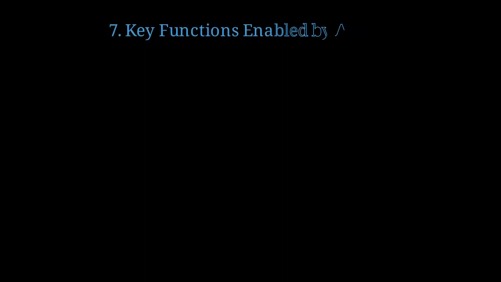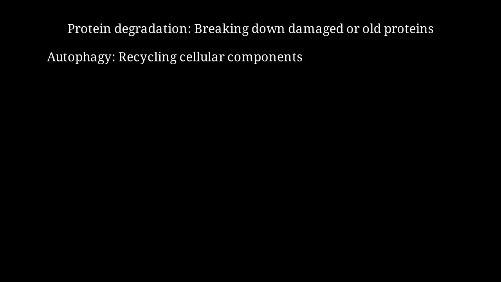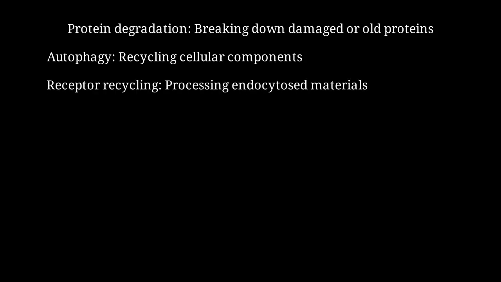The acidic pH enables several critical cellular functions. Lysosomes digest damaged or old proteins into amino acids that can be recycled by the cell. During autophagy, lysosomes fuse with autophagosomes to digest damaged organelles and cellular debris. Materials brought into the cell through endocytosis are delivered to lysosomes for processing at acidic pH. Damaged organelles fuse with lysosomes, where the acidic environment breaks them down into reusable molecular components.